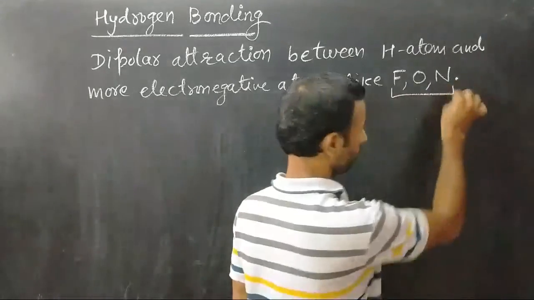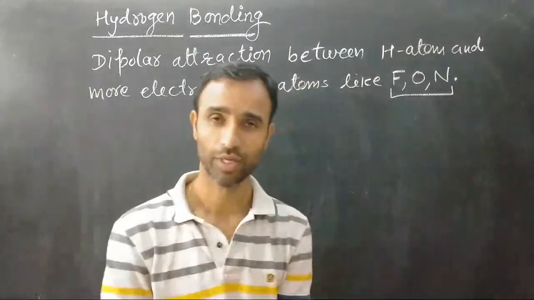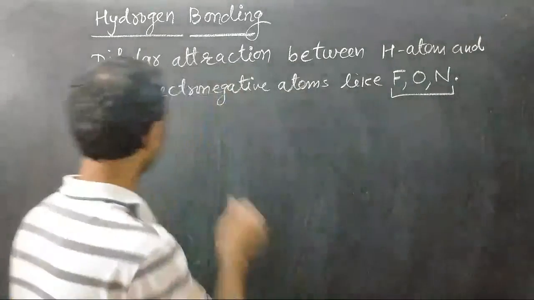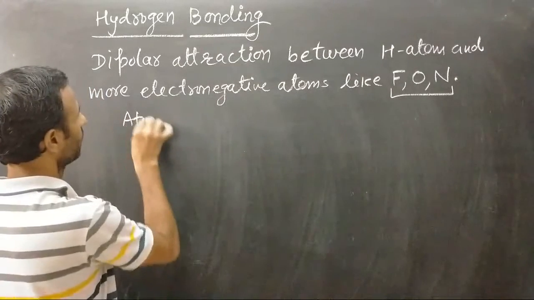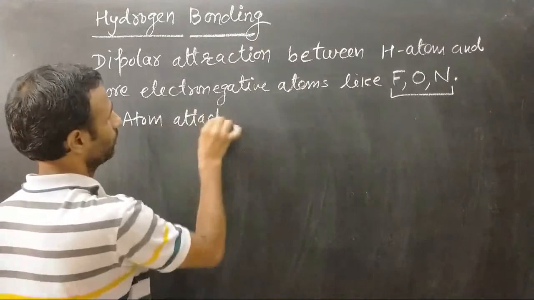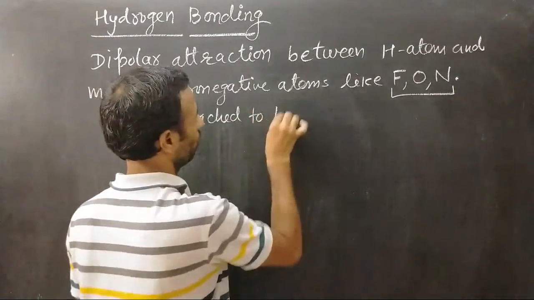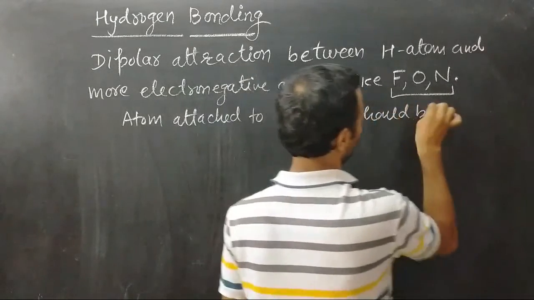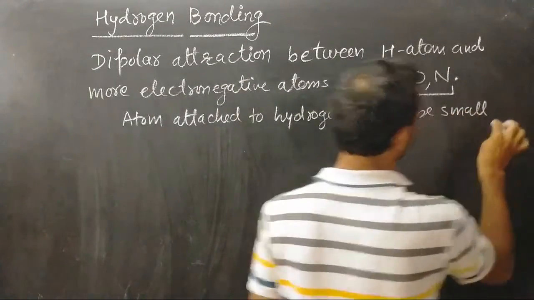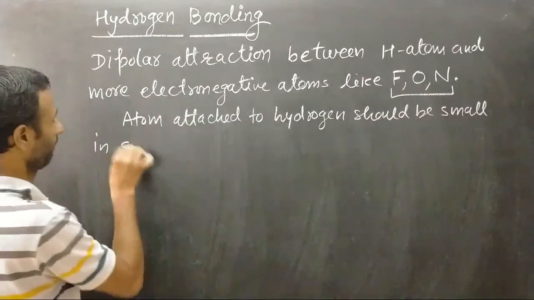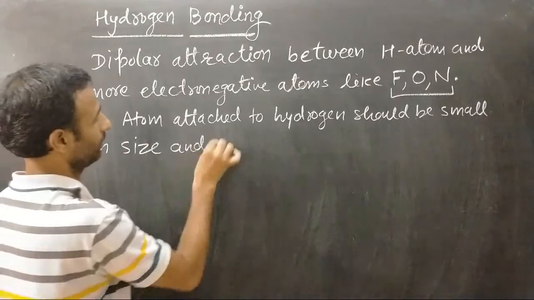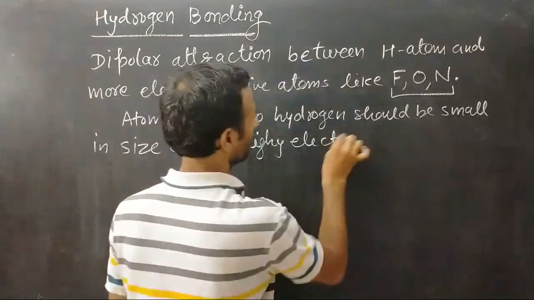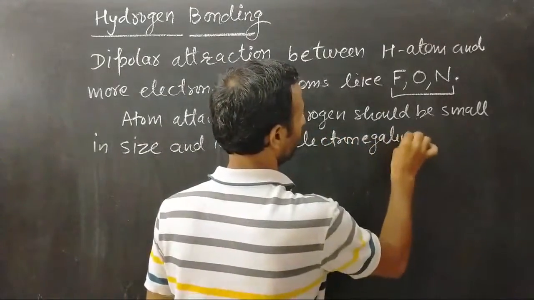We call it phone, F-O-N, phone. When hydrogen interacts with F, O or N, that is called hydrogen bonding. So the atom attached to hydrogen should be small in size and highly electronegative. This is the condition of the atom attached to hydrogen.